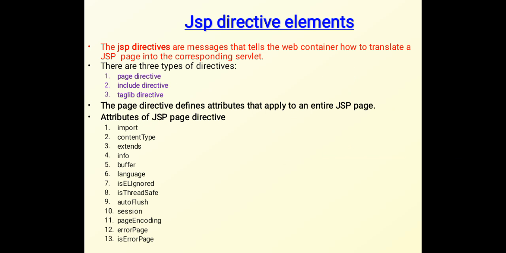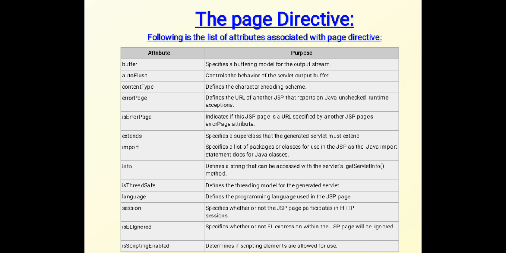Now the first one is JSP directive. JSP directives are of three types: page directive, include directive and taglib directive. These three directives are used with some attributes. Now the first one is page directive. These are some attributes of it. Buffer is used for buffering the output string.